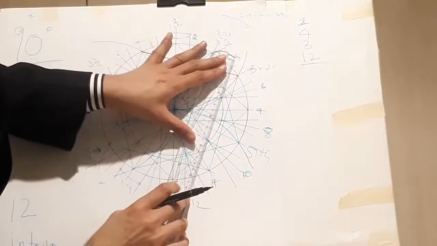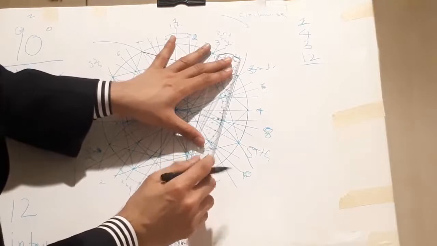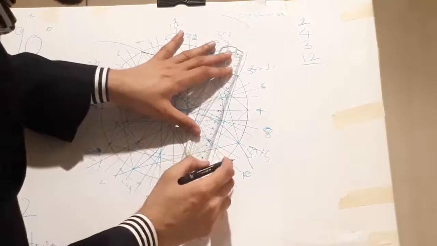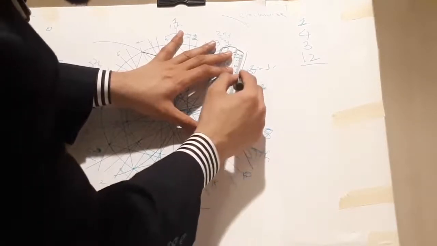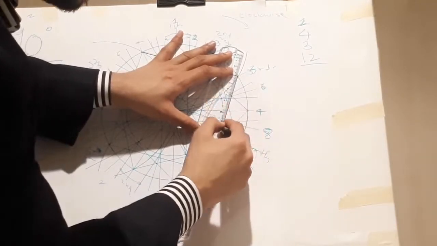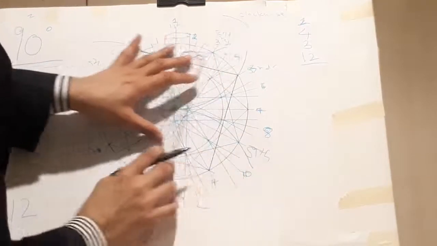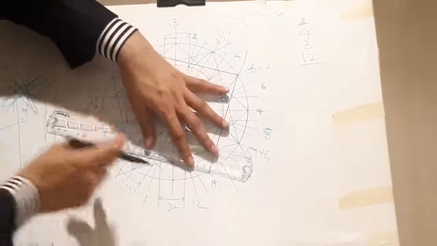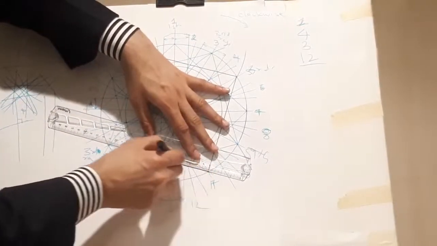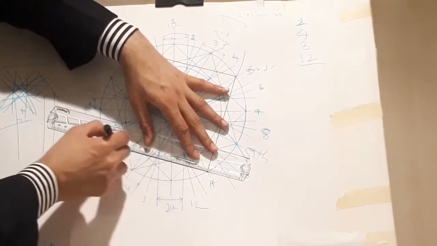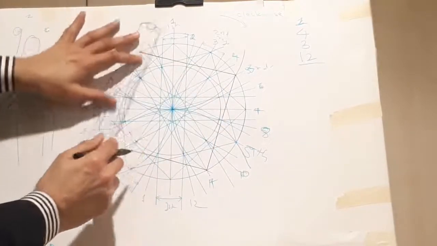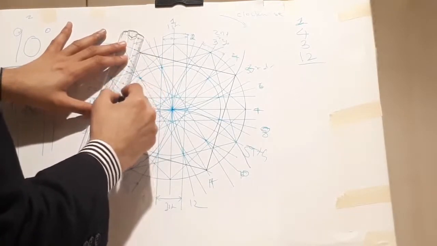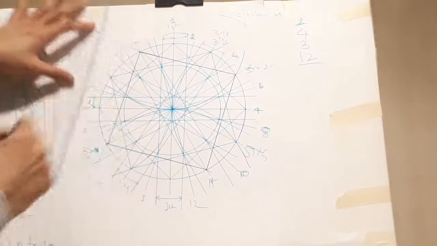Moving on, you will take another set of square at this point, and then another set of line at this point, and then you have these set of lines.